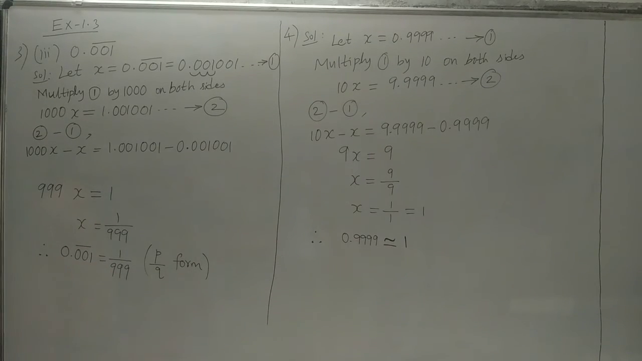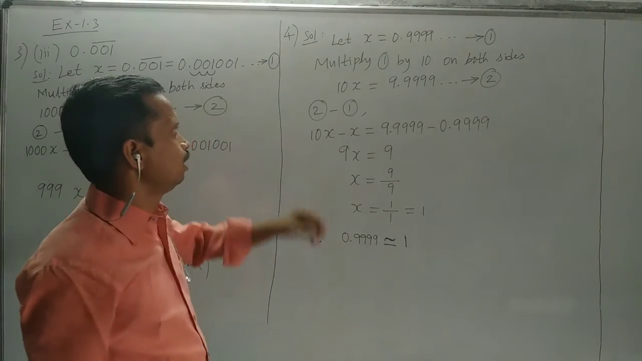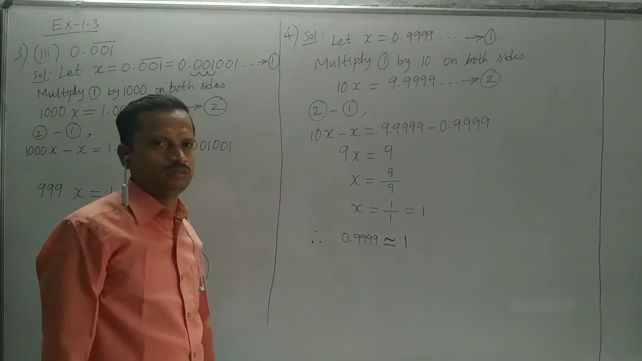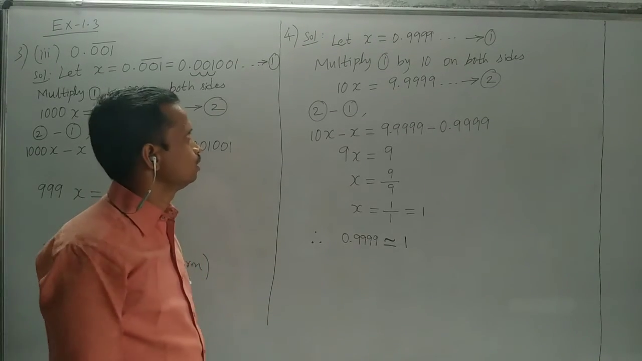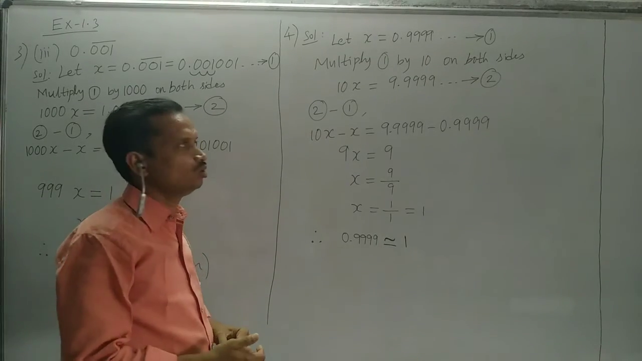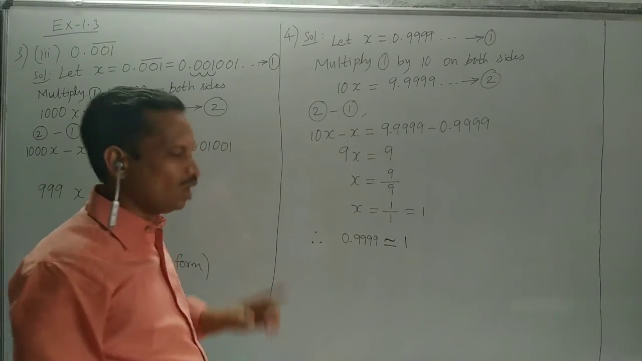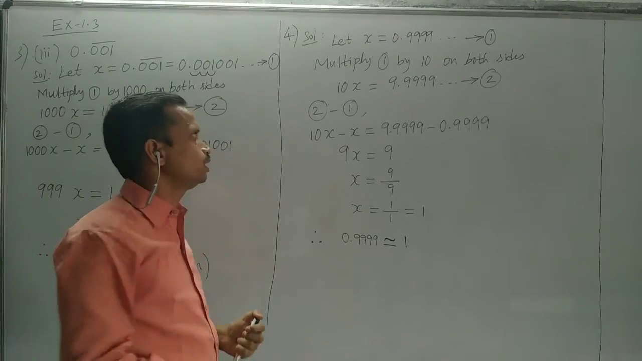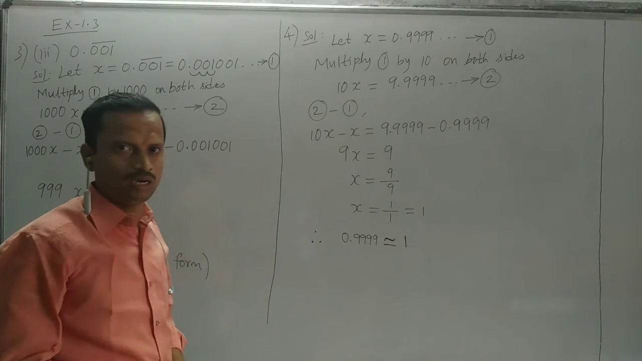So in all these exams, the given decimal expansion is converted to P by Q form. Now coming to question number 4. Is this question making sense? What sense is it making? Let us see. The given decimal is 0.9999. So we assume that as x and put equation number 1. Here 1 digit only is repeating, so multiply by 10. So you get 10x equal to 9.9999, etc. And then it is equation 2.